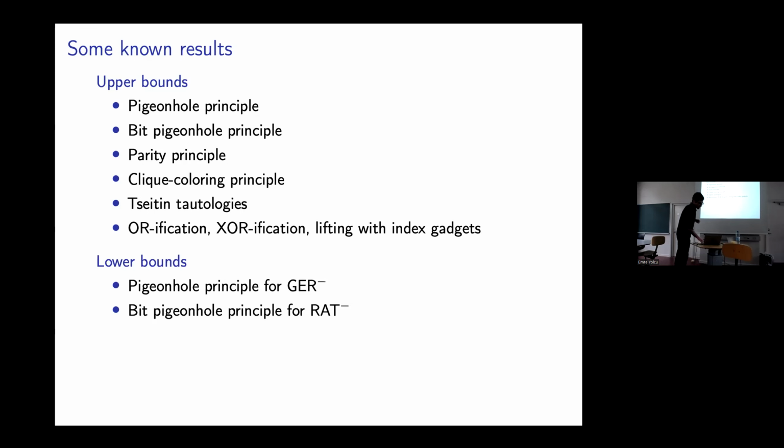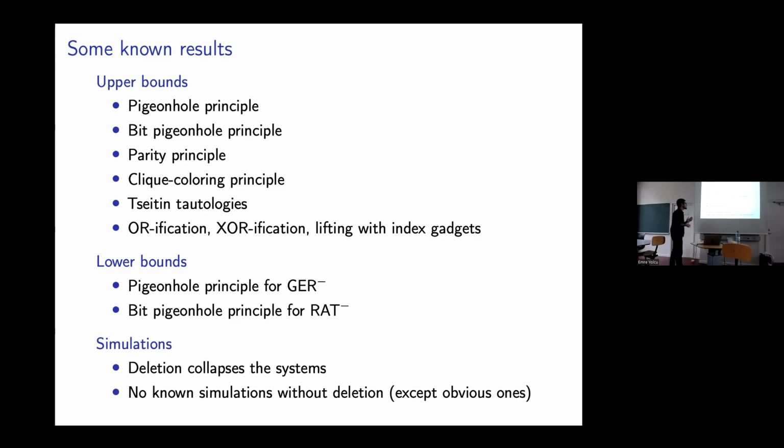And in terms of lower bounds, a few things are known. By lower bounds, I mean, for instance, that for the pigeonhole principle, any proof of it in this generalized extended resolution system, which is BC with a little bit of deletion, requires exponential size. And a similar thing holds for the bit pigeonhole principle for RAT minus. Aside from that, there are no lower bounds for those systems.